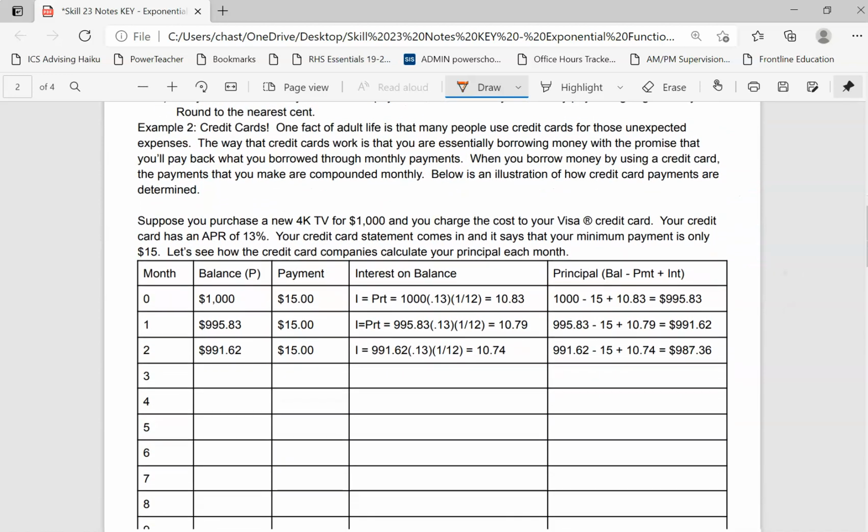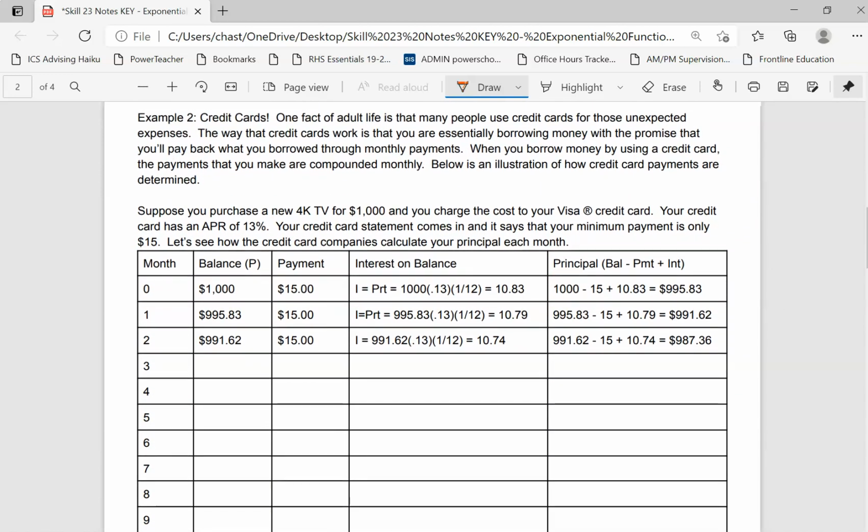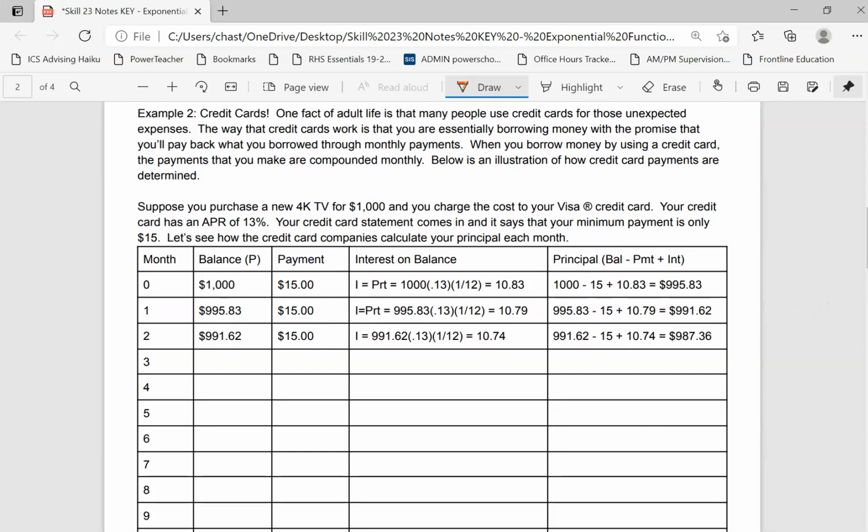Okay, so now let's talk about credit cards. One fact of adult life is that many people use credit cards for those unexpected expenses. The way that credit cards work is that you are borrowing money with the promise that you'll pay back what you borrowed through monthly payments. When you borrow money using a credit card, the payments you make are compounded monthly. So that is a given.